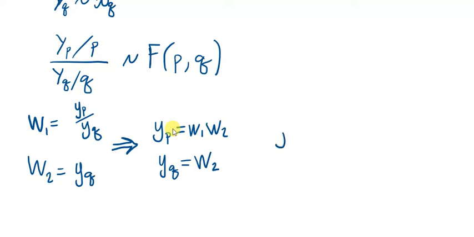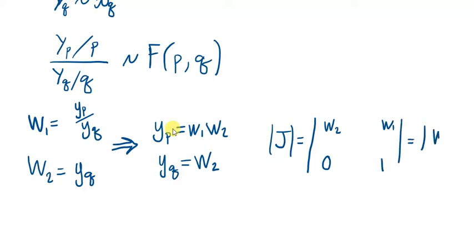Our Jacobian then becomes, so we take the derivative of Y_p with respect to W1 and we get W2. Derivative of Y_p with respect to W2 and we get W1. Take the derivative of Y sub q with respect to W1 and we get 0. Take the derivative of Y sub q with respect to W2 and we get 1. So this becomes the absolute value of W2.